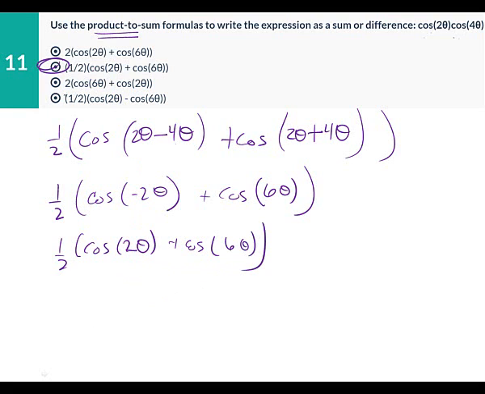Why do some of the answers have 2 out front? Yeah, the other one starts with 2, right? We're trying to get you to pick the wrong one. All right, we good with 11? The sum to product starts with a 2 out front instead of a 1/2 out front. We're trying to get you to confuse it.